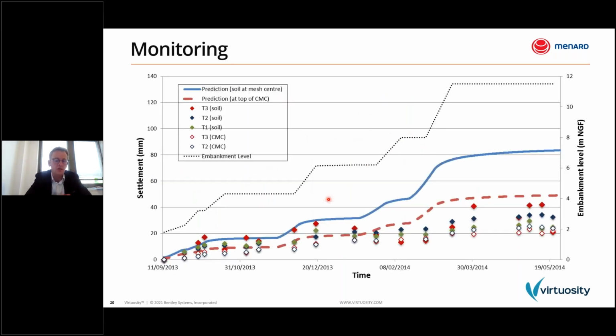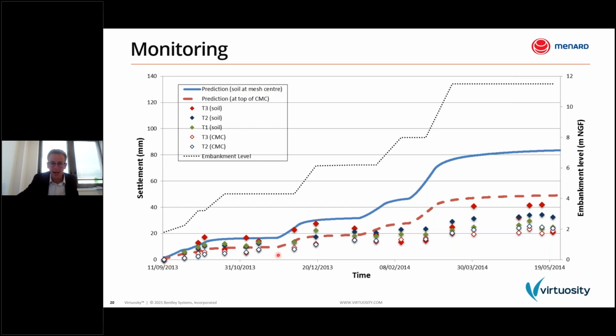So regarding the vertical displacement, you can see here the dashed line represents the installation of the embankment. So the total elevation is around 11.5 meters, including the pre-loading fill. So this is the total height of the embankment.